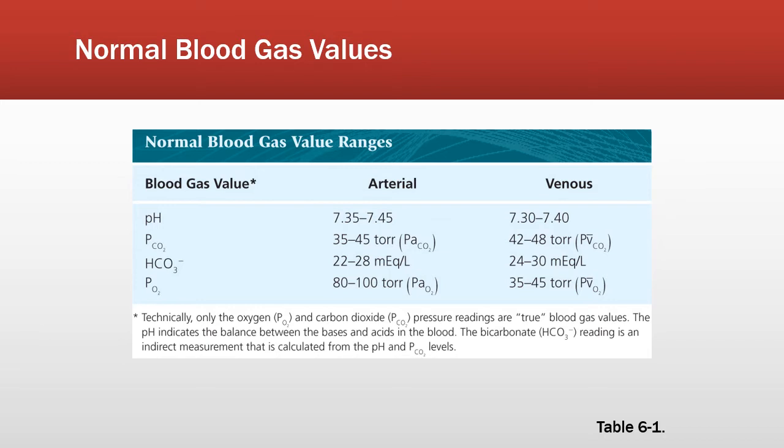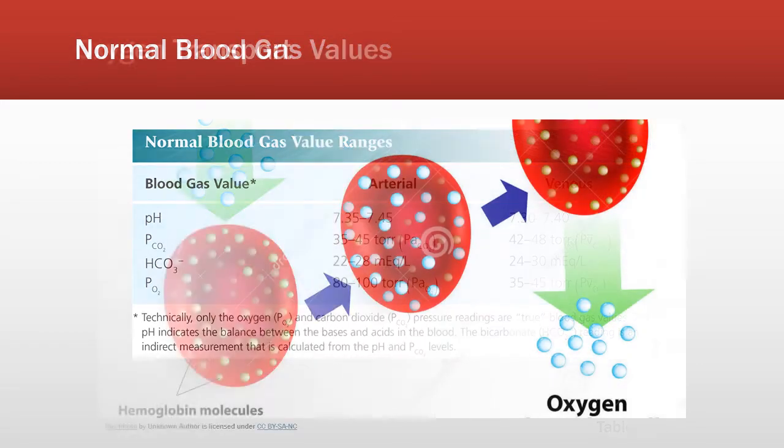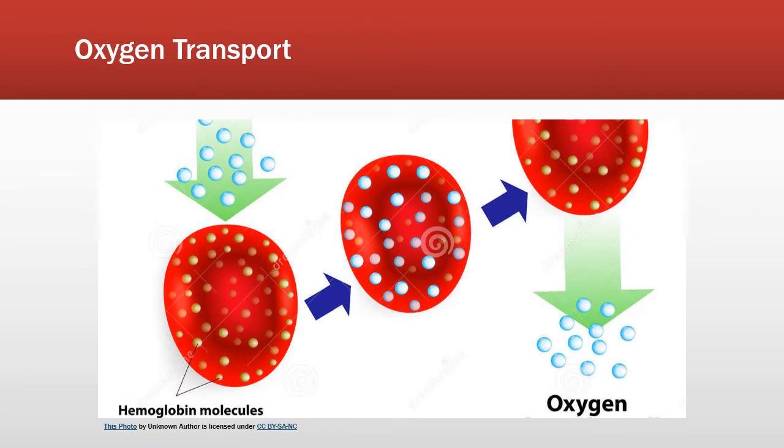The venous side is a little more acidic. A normal range is 7.30 to 7.40. CO2 is a little bit higher, 42 to 48. Bicarb remains relatively unchanged, but again is a little higher, 24 to 30. And PO2 is significantly lower, 35 to 45 torr. You'll need to memorize those values.